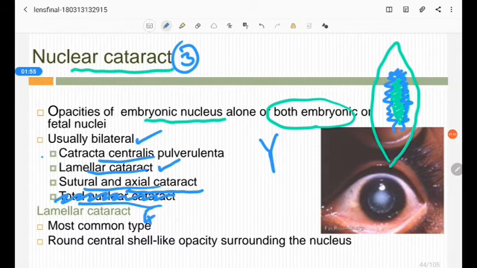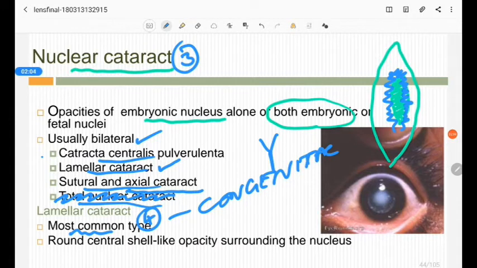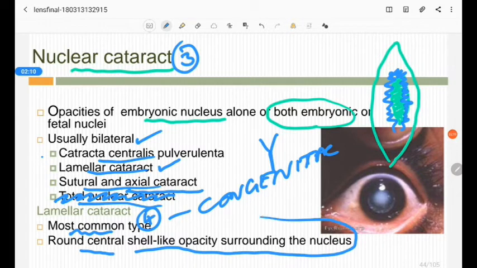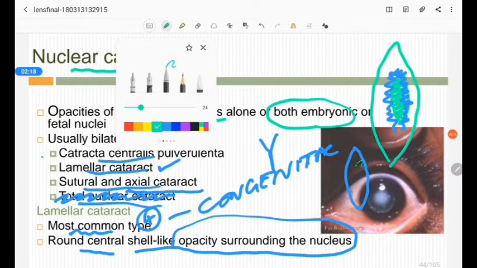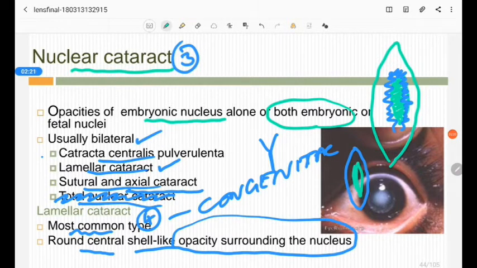The next is the lamellar cataract, which is the most common type of congenital cataract. And this is usually round central shell-like opacities which are seen surrounding the nucleus. More like only one single lamella of the cortex seems to be involved in these types of cataracts. When you do a cross section, you happen to see that the nucleus is clear, whereas there is a white line that appears around the nuclear element, which is called the lamellar or the zonular type of cataract.